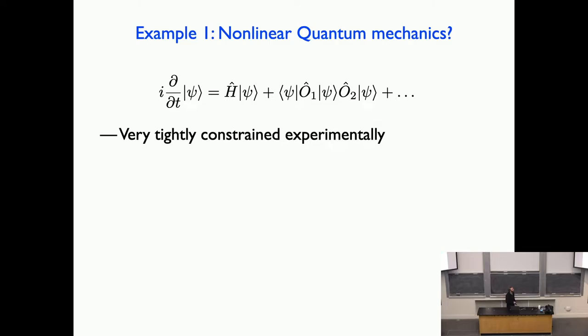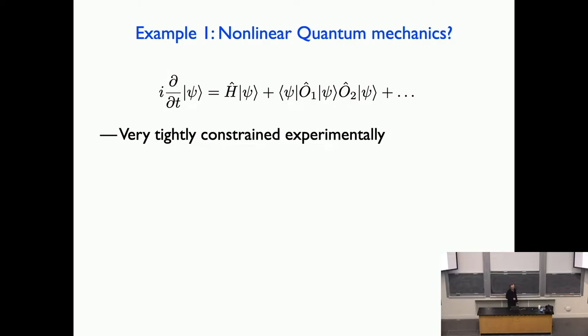So, for example, these two terms here would constitute the standard Schrodinger equation. i d/dt of the wave function is the Hamiltonian operator acting on the wave function. That's the Schrodinger equation, which is consistent with all observations. And then you could imagine adding all sorts of other terms to this thing. So I've introduced some new operators, O1 and O2, whatever they might be, and I've sandwiched O1 in some state, the same state psi. And so this correction here is nonlinear because it involves multiple copies of psi. And you could imagine all sorts of higher order corrections to that.